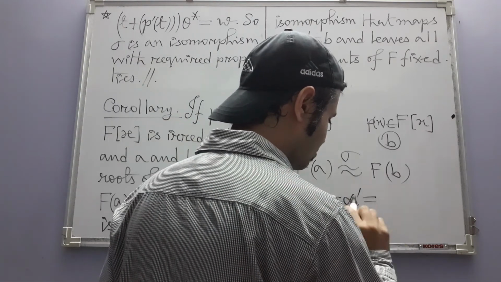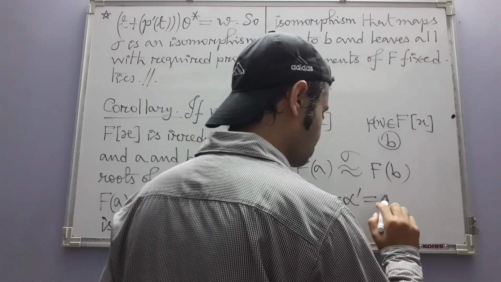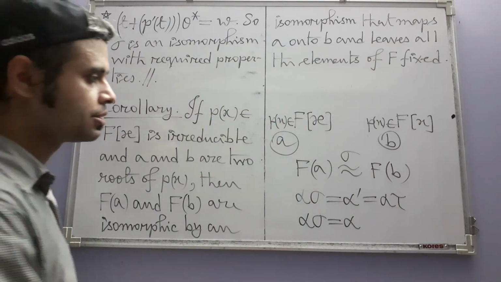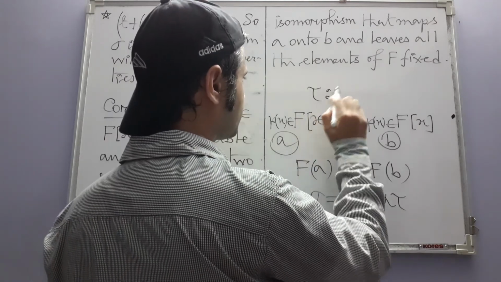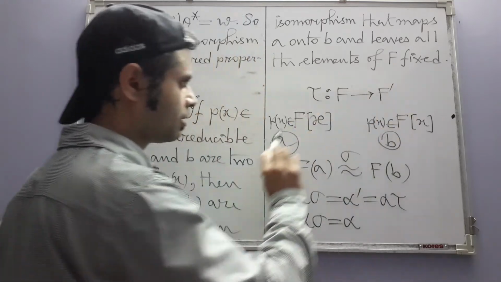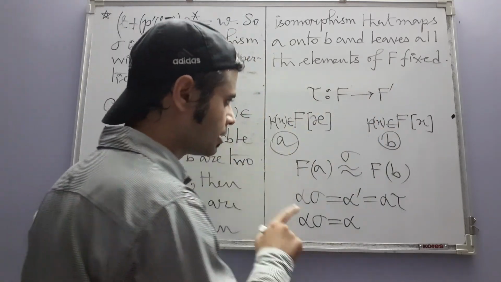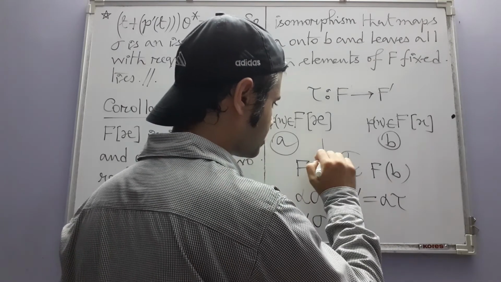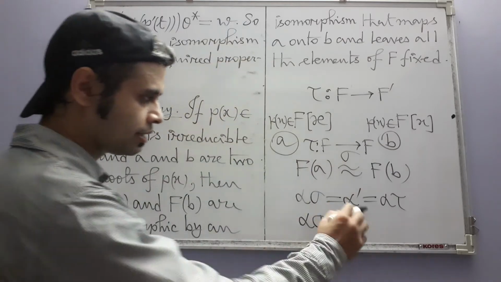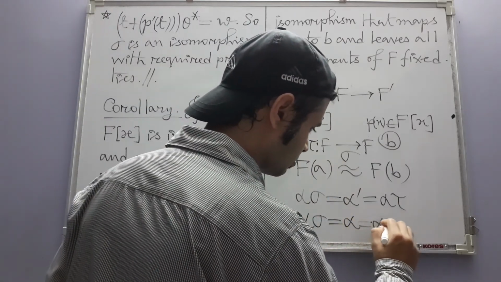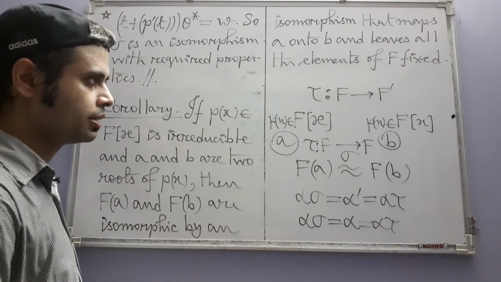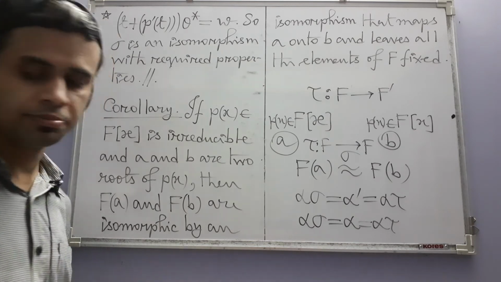Keep in mind that this alpha prime originally was our image of alpha under tau, and tau is the isomorphism mapping F onto F prime. That was where all the things started. In this particular case where both the fields are the same, this tau is the identity map. So that is why alpha tau is equal to alpha. So that's how we get this corollary as a corollary to the previous theorem.